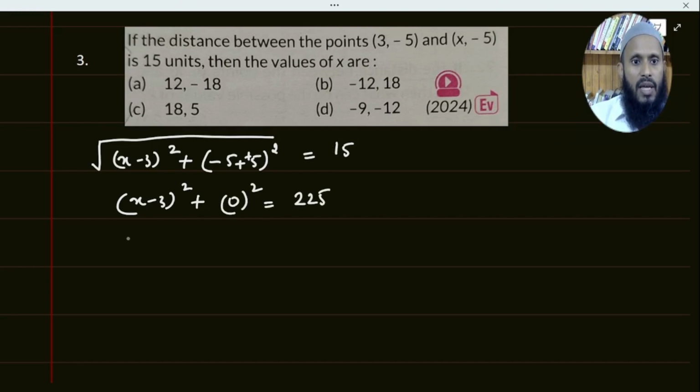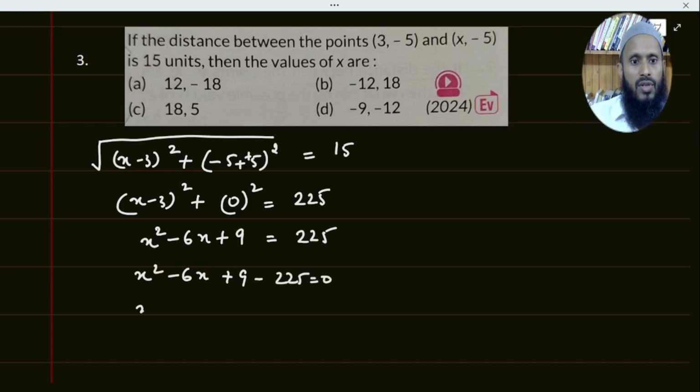Now the next step, I can expand (x minus 3) whole square using the identity (a minus b) whole square. So it will become x square minus 6x plus 9, plus 0 square, which is nothing but 0, so I am not writing it. It will be equal to 225. Now this has become a quadratic equation. So I will transpose 225 from RHS to LHS. So I'll get x square minus 6x plus 9 minus 225 equal to 0. So x square minus 6x minus 216 will be equal to 0.